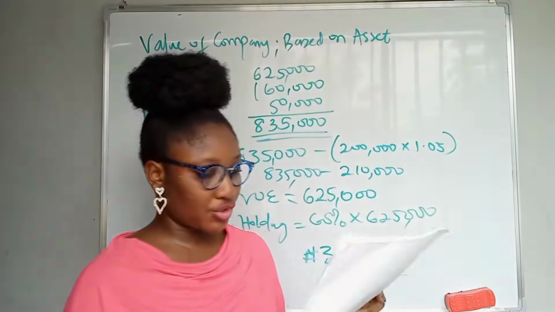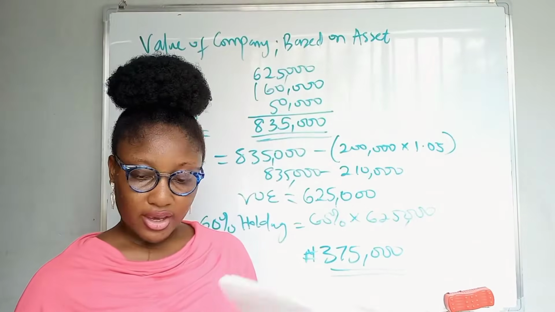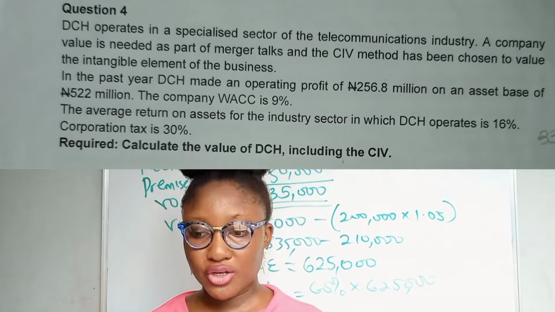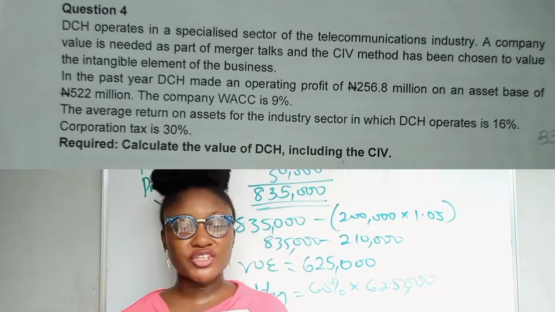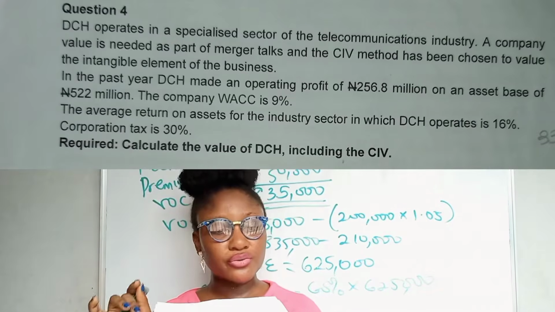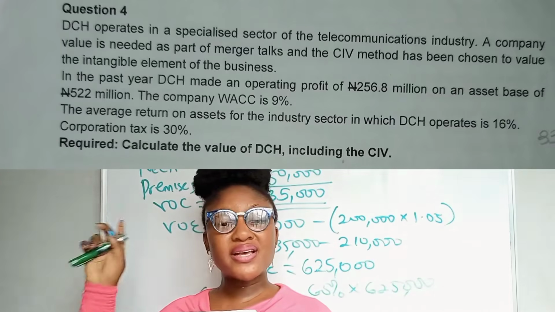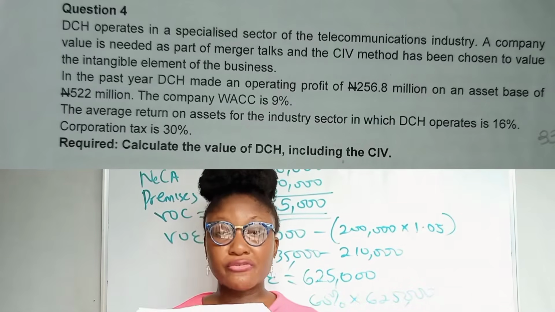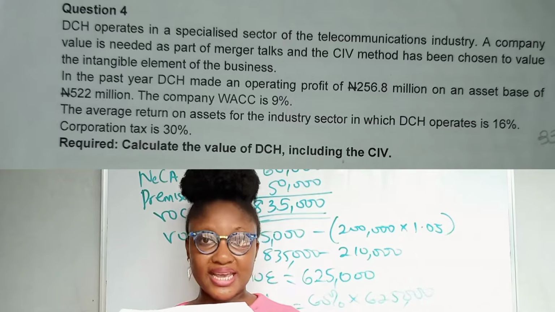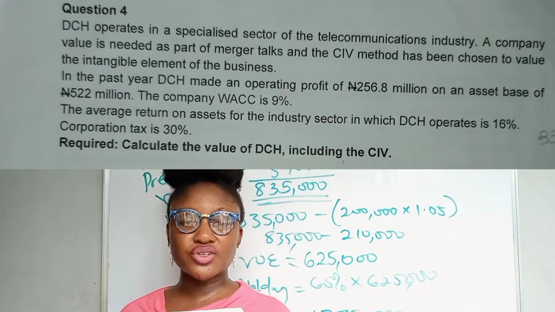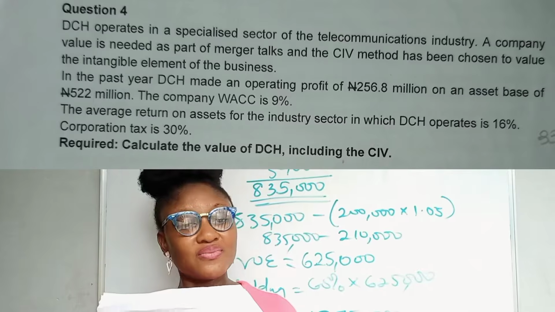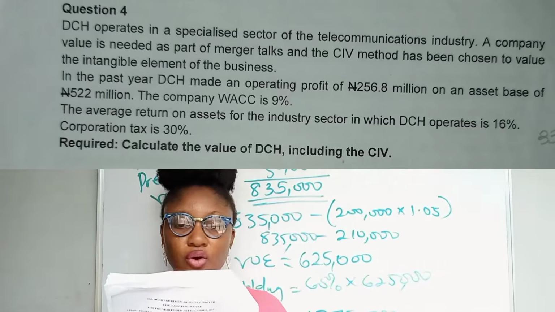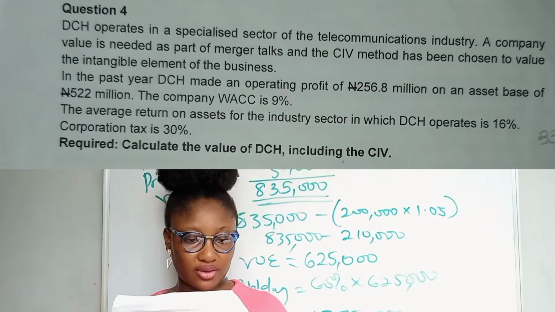Now let's solve one more question, the one that will calculate the intangible value. You have the question on the screen. It says DCH operates in a specialized sector of the telecommunications industry. A company value is needed as part of the merger talks, and the CIV method has been chosen to value the tangible elements of the business. In the past year, DCH made an operating profit of 256.8 million on an asset base of 522 million. The company's WACC is 9%. The average return on assets for the industry sector in which DCH operates is 16%. Corporation tax is 30%. Required, calculate the value of DCH including the CIV.